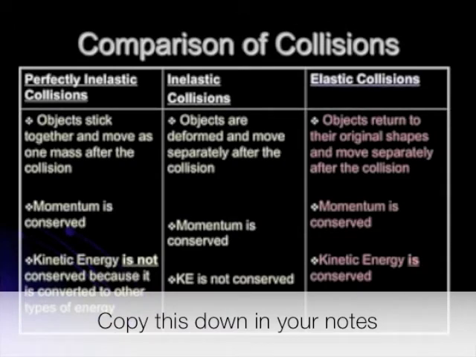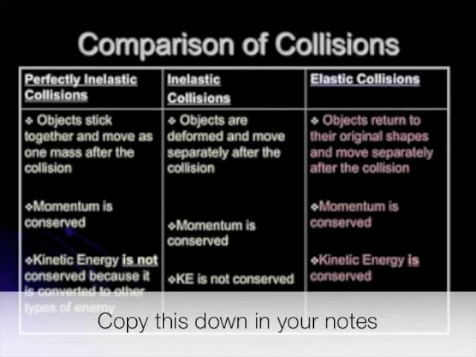So we're going to compare the different types of collisions we've gone over. The first one on the left is perfectly inelastic collisions, and this is when they stick together and move as one mass after the collision. In this type, momentum is conserved, but kinetic energy is not because it's converted to other types of energy within the system. We're going to go over to the far right next and look at elastic collisions that we just talked about. These are when objects return to their original shapes and move separately after the collision, and they have really no impact on each other except a change in direction. In this case, momentum is conserved, and this is the only type of collision that kinetic energy is also conserved.